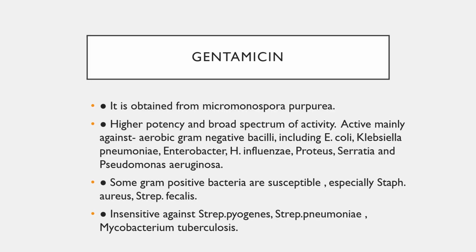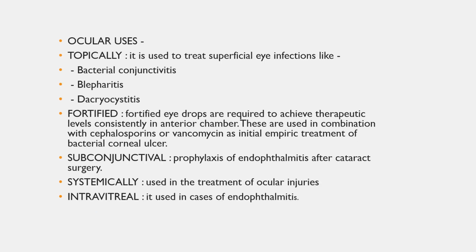Then gentamicin is obtained from Micromonospora, with higher potency and broad spectrum of activity. It is active mainly against aerobic gram-negative bacilli, including E. coli, Klebsiella pneumoniae, Enterobacter, H. influenzae, Serratia, and Pseudomonas. Some gram-positive bacteria are susceptible, especially Staph aureus and Streptococcus faecalis, and it is insensitive against Streptococcus pyogenes, Streptococcus pneumoniae and MTB.